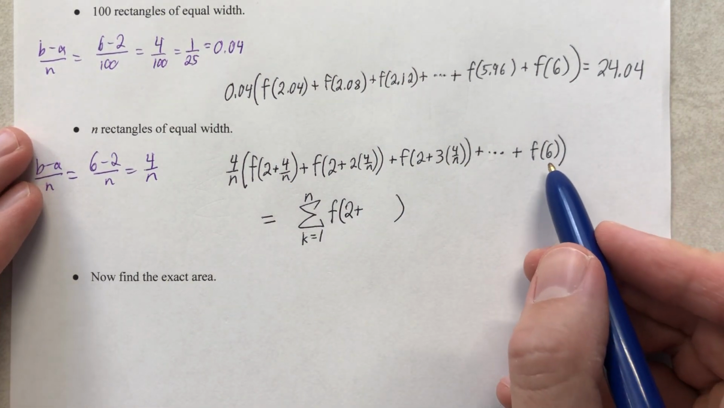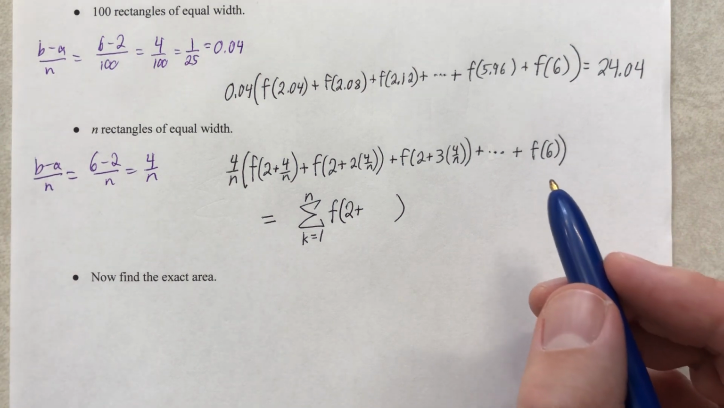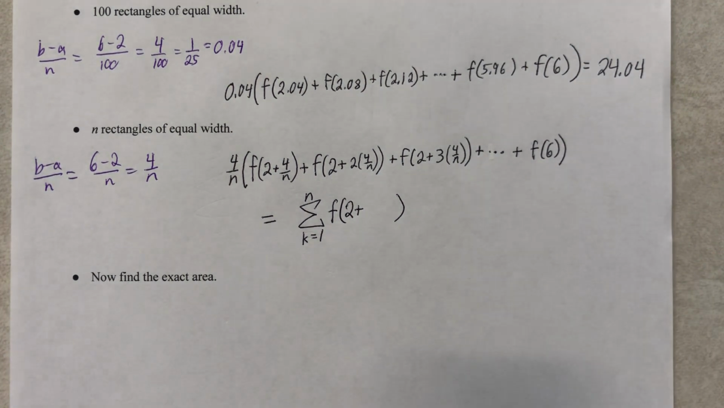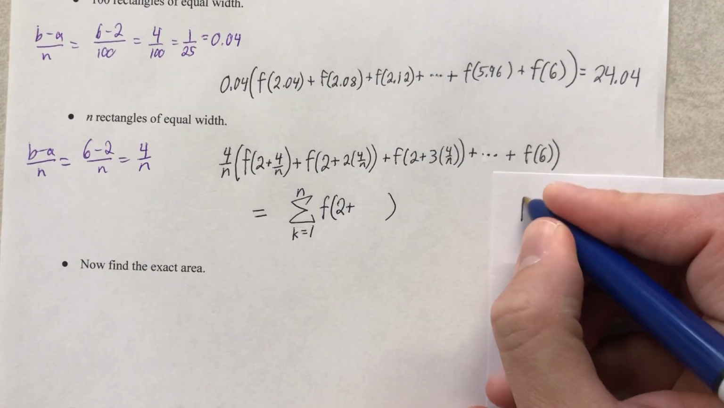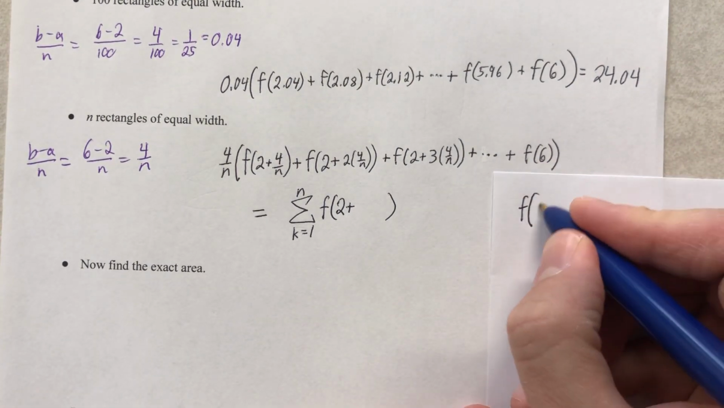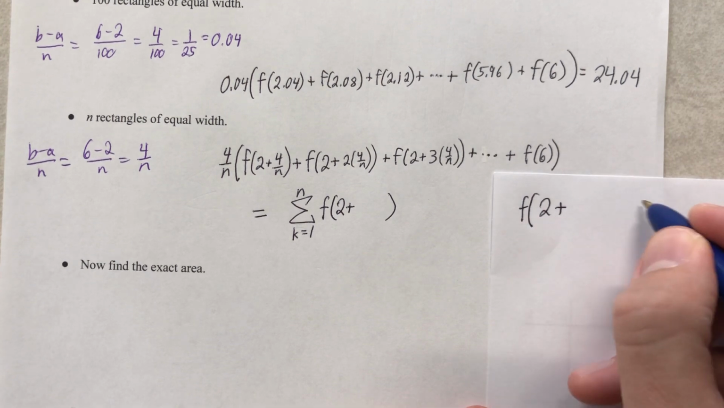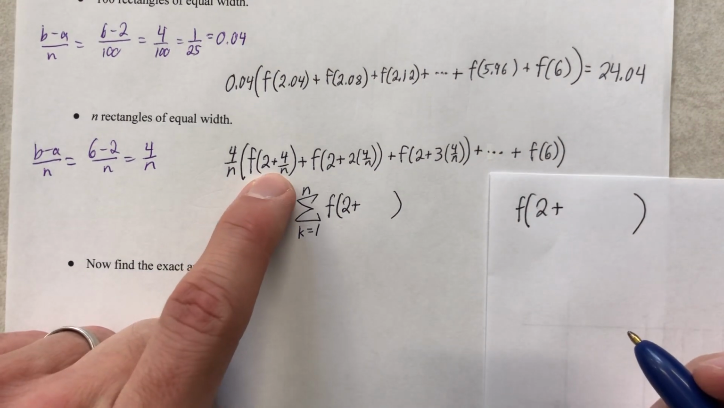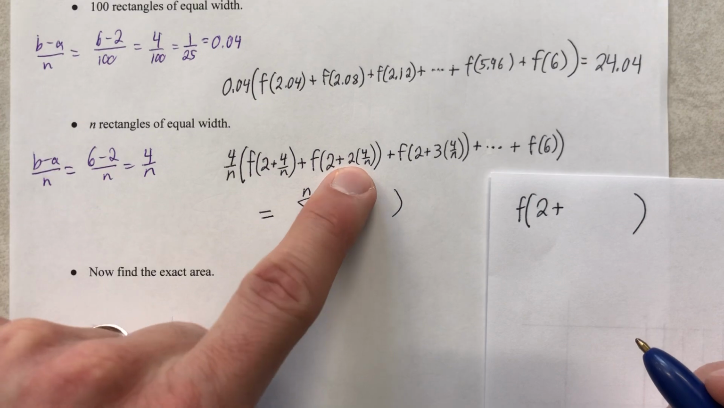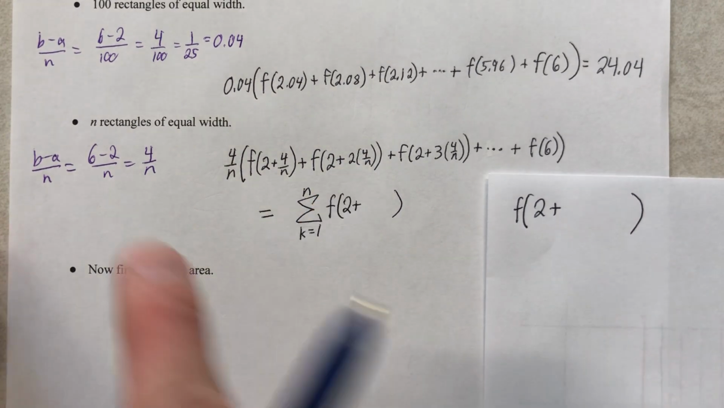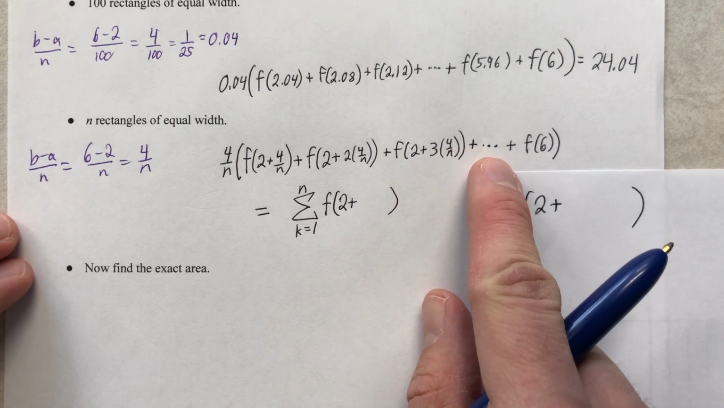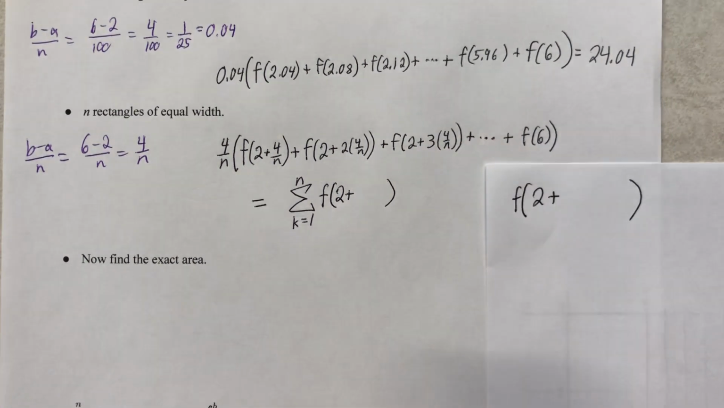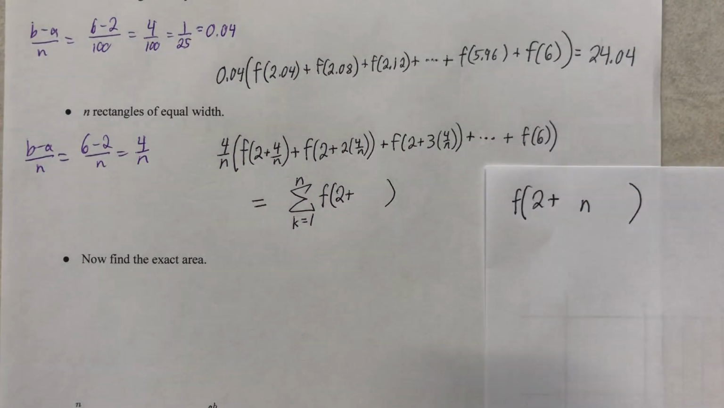Because once we get to the nth one, do I have post-it notes? I do not, no. Okay, let me show you what happens right here at f of 6. I really have f of 2 plus 2 of these. 2 of what? 2 of the width, 1 of the width, 2 of the width, 3 of the width, 4 of the width, 5 of the width, 6. How many do we have? We have n of them.